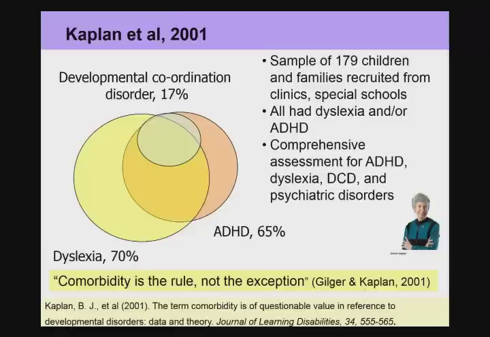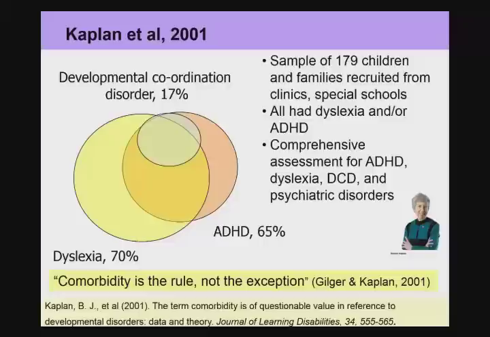This is a study done in Canada by Bonnie Kaplan, who's particularly interested in what's known as DCD, which is basically motor impairment, developmental coordination disorder. What was interesting about this study is she wanted to see how common this was in children with dyslexia and or ADHD. She recruited quite a large sample of children from various clinics and special schools, on the basis that they had either dyslexia and or ADHD.